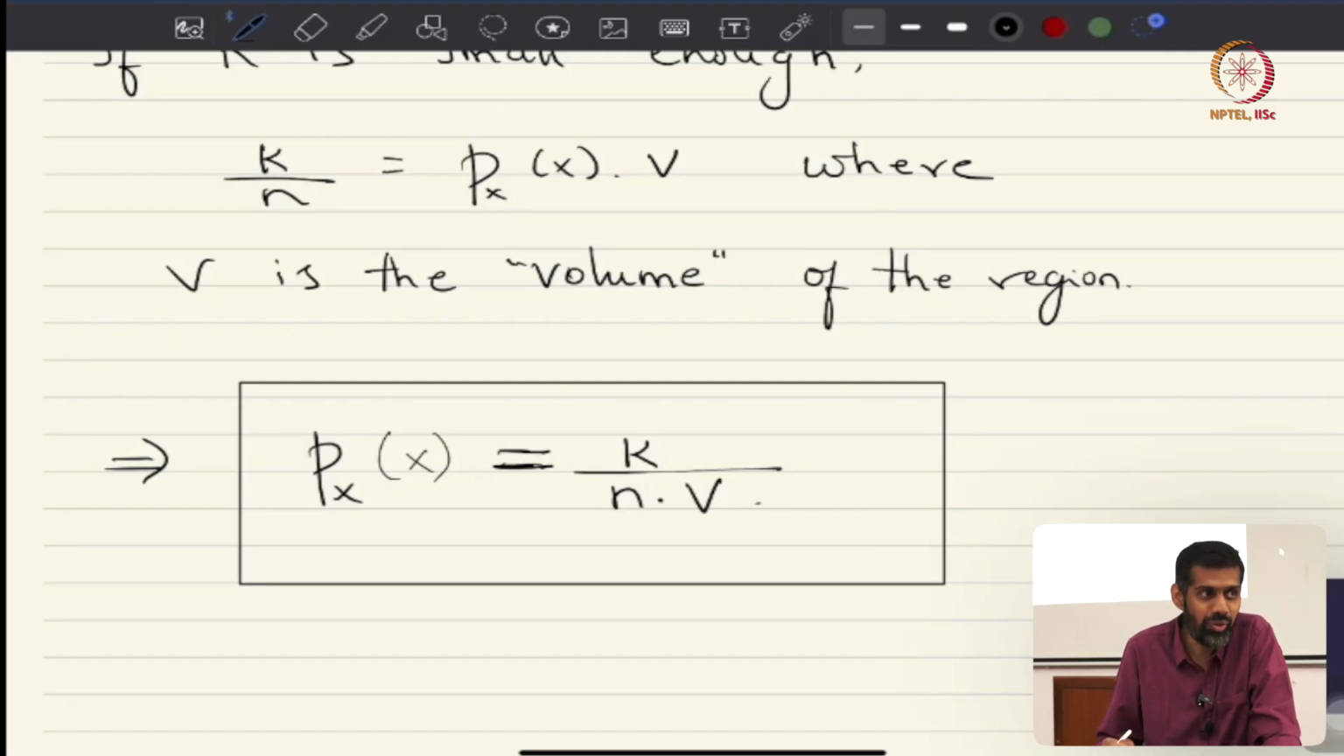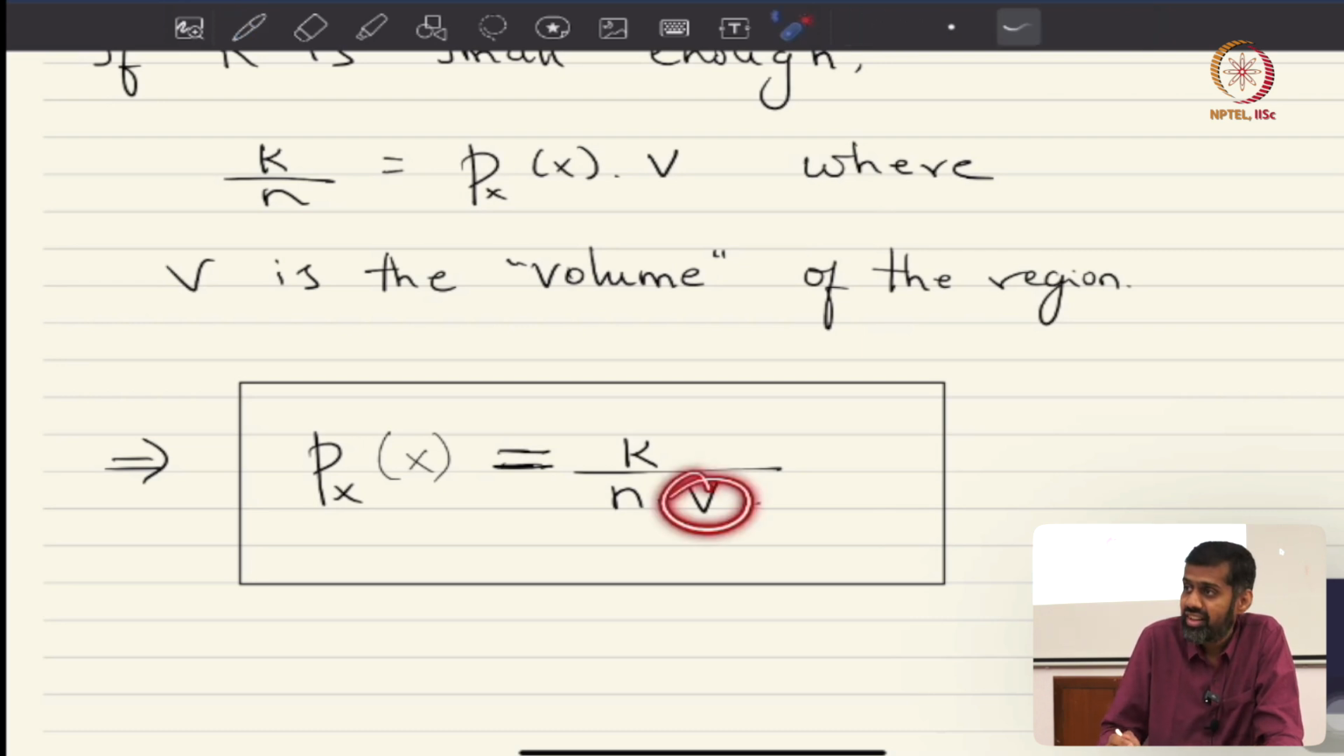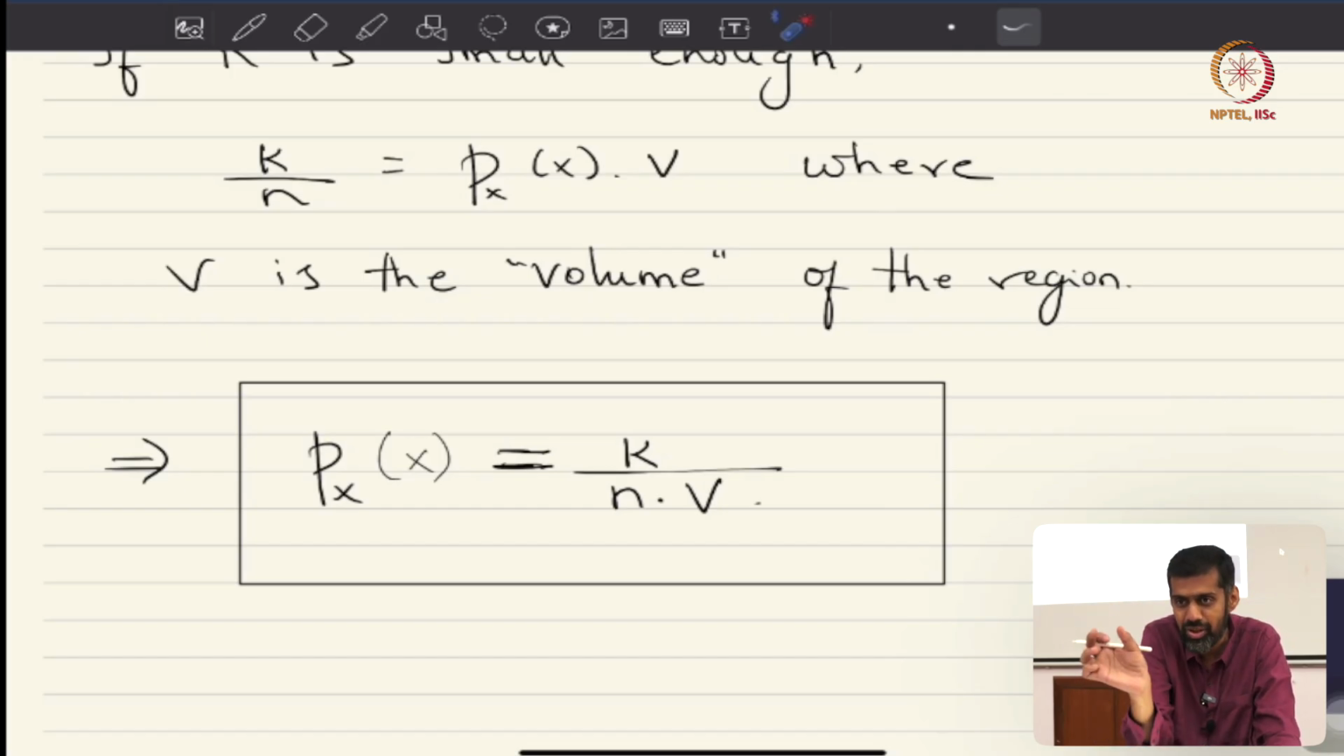How are you constructing histograms? Take a volume V, count the proportion of the samples that are falling in that particular volume, and that is the value of the histogram, and you assume that the density function is constant over that particular bin. This is exactly what your histogram estimate is. You remember constructing histograms, right? Yeah, that is exactly what it is.